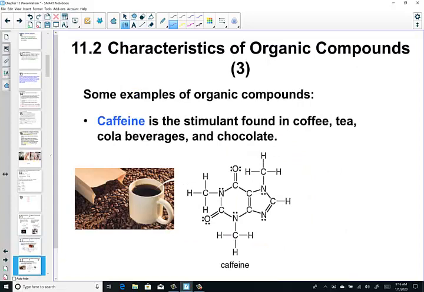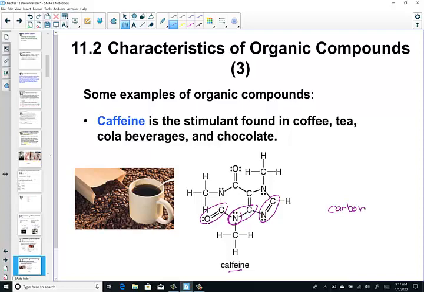And one more example, caffeine. That's the stimulant found in coffee, tea, cola beverages, and coffee. I have some on my desk right now. Caffeine has some nitrogens, a carbonyl carbon. We can see C double bond N, we see C single bond N, and yet the heart of this molecule, no matter how complex, is that it has carbon as its backbone.